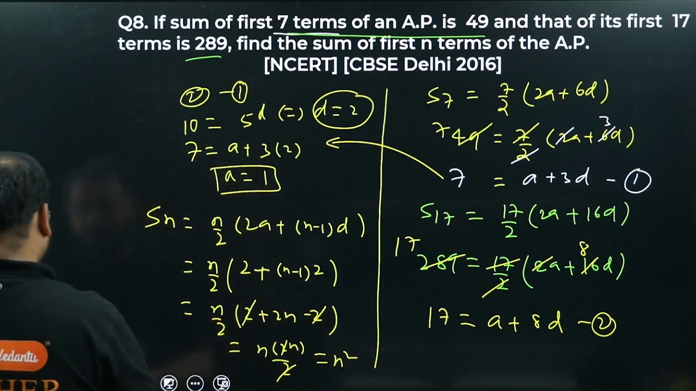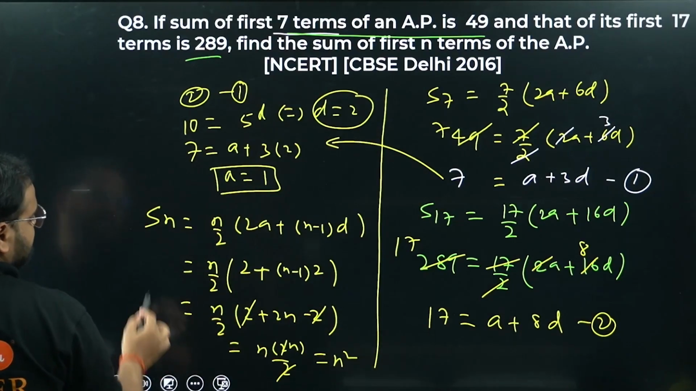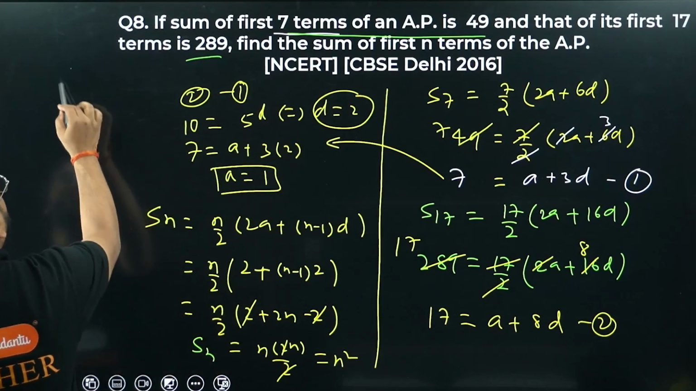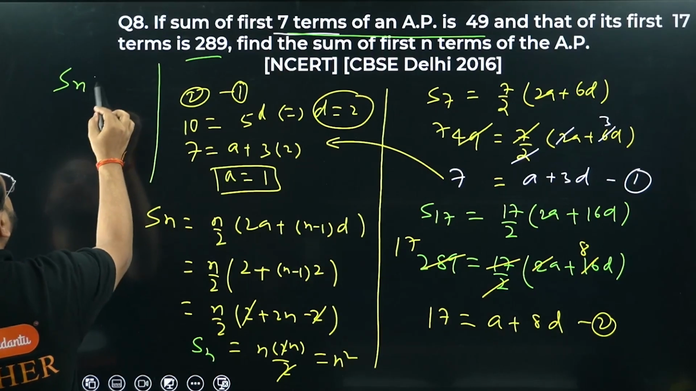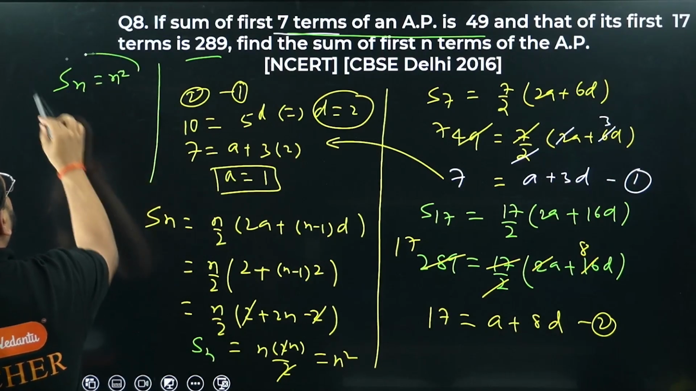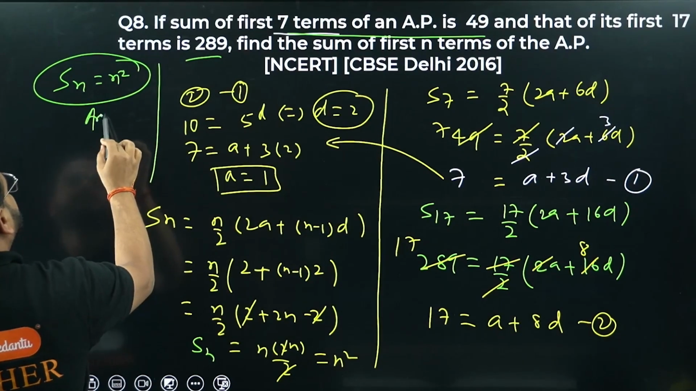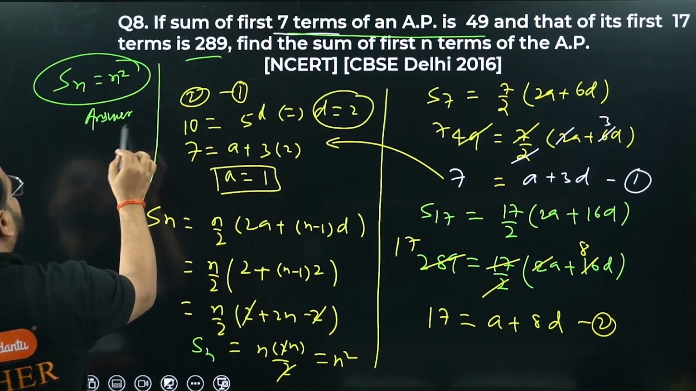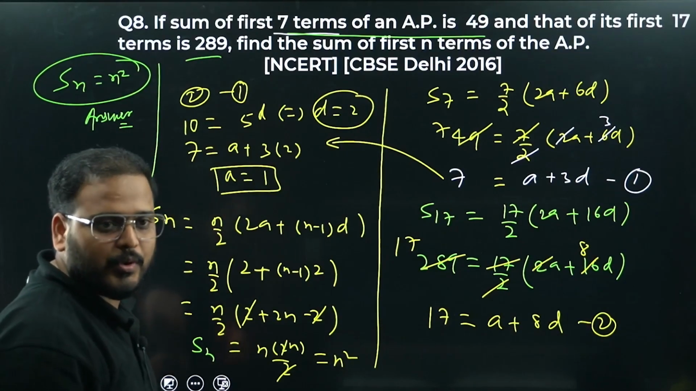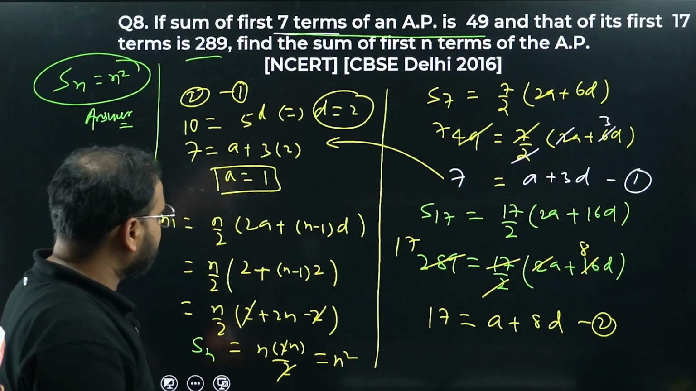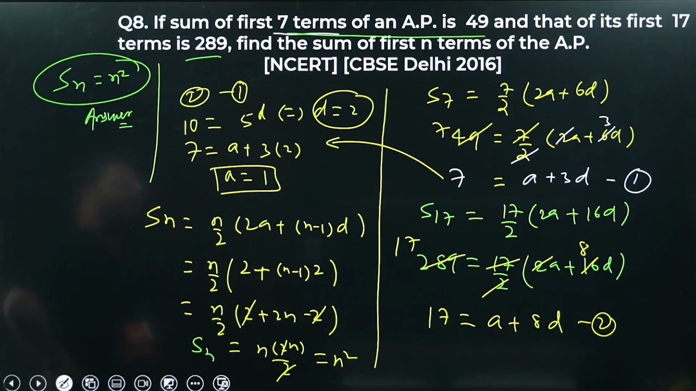So my final answer is what? My final answer is Sn. What is my final answer? Please check here. Sn equals n square is the final answer. Please have a look. Okay, I hope you got it. Question number 8, Sn equals n square is your final answer.